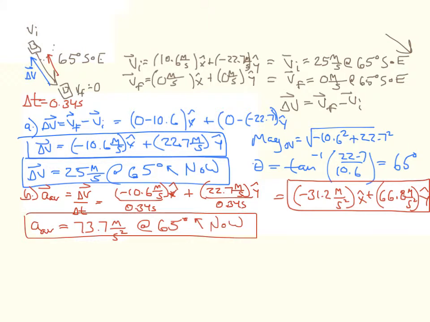North of west. So that's our average acceleration in magnitude and direction notation. The last one right here, I'll do this in green, part C, is the car's velocity 0.17 seconds after the driver hits the brakes. All right, so, change in velocity 0.17 seconds after the driver hits the brakes. So this is going to be interesting.